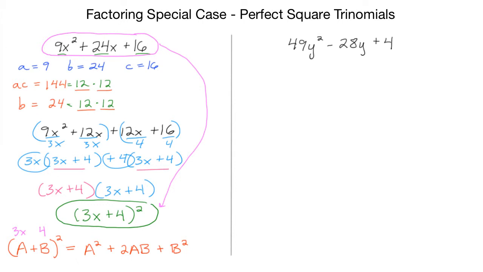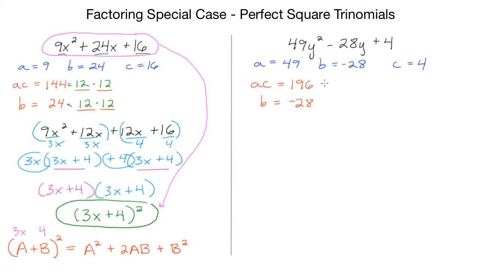This other one over here involves subtraction. So let's go through. In this case, we've got a equals 49, b equals negative 28, and c equals 4. I'm noticing something special might be going on because 49 is 7 squared and 4 is 2 squared. So maybe I'm dealing with perfect square numbers. But let's go ahead and use all my standard factoring methods. A times c, 49 times 4, is going to be 196. And b is negative 28.